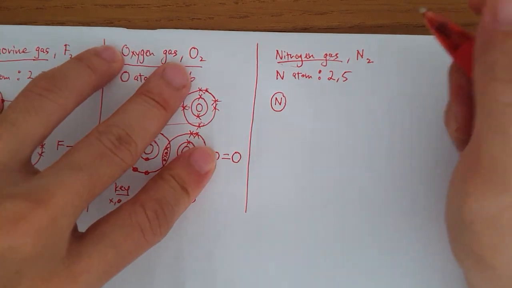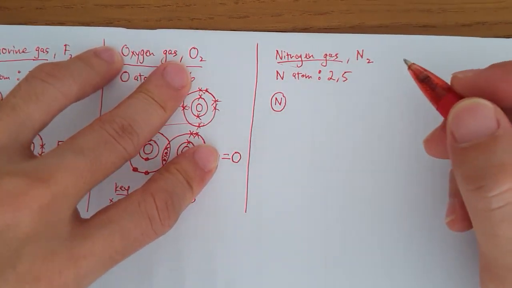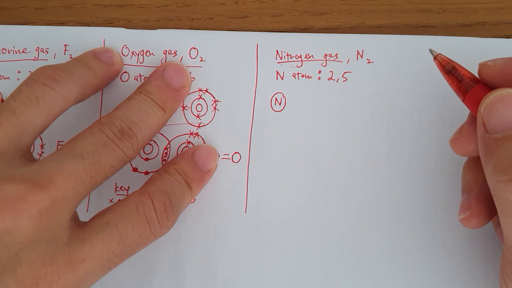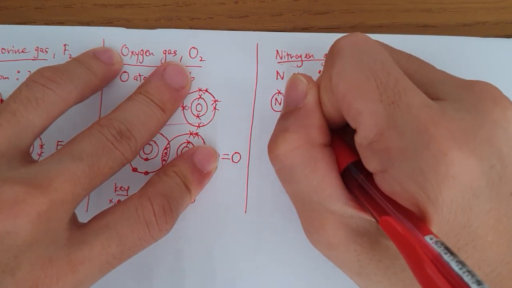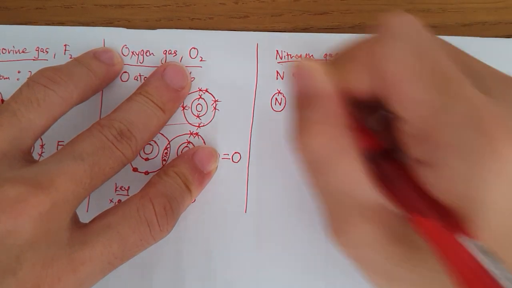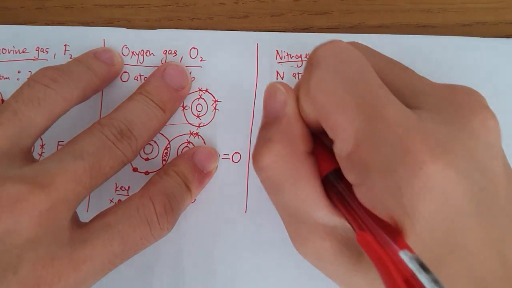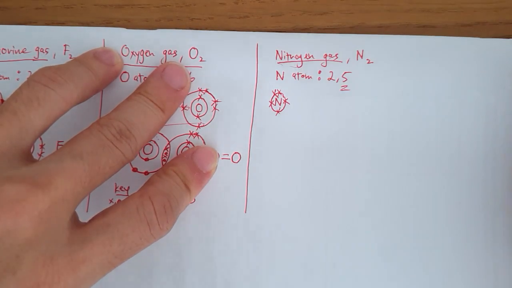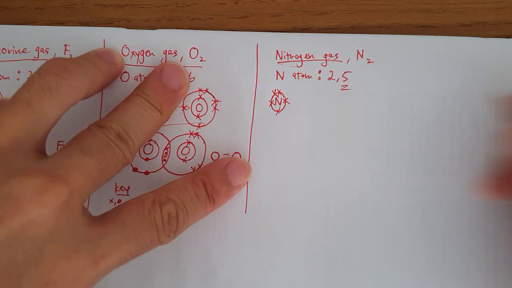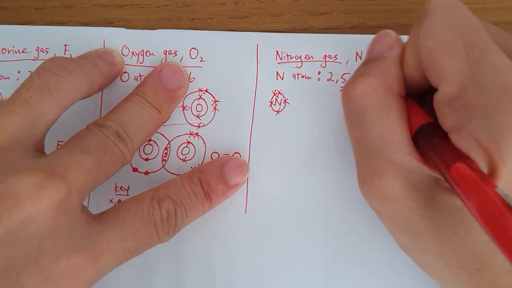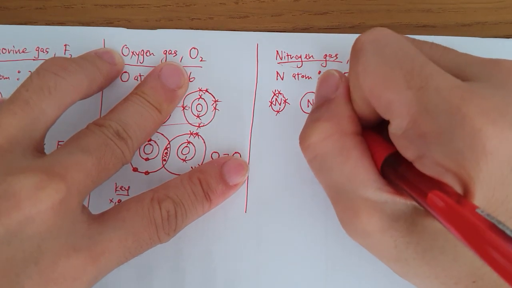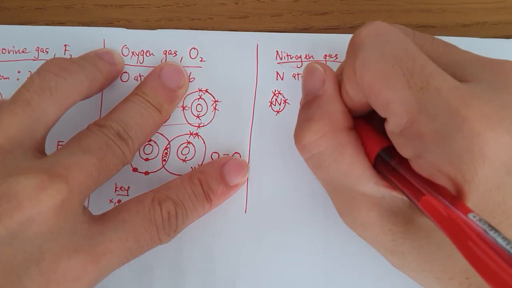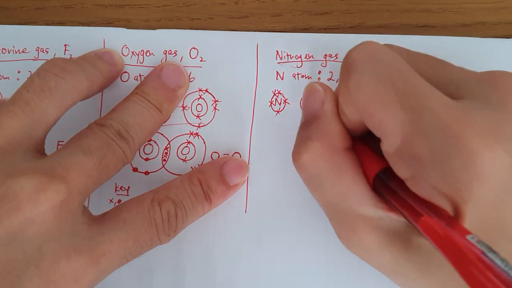Take a look at the worksheet. It asks you to draw only the outer electron shell, so I won't draw the first electron shell. So this is just the outer electron shell. I'll just draw 5 electrons: 1, 2, 3, 4, and 5. Again, it's N2. So if you have no idea how they are going to share the electrons, you just draw another nitrogen atom, then draw in the 5 electrons.